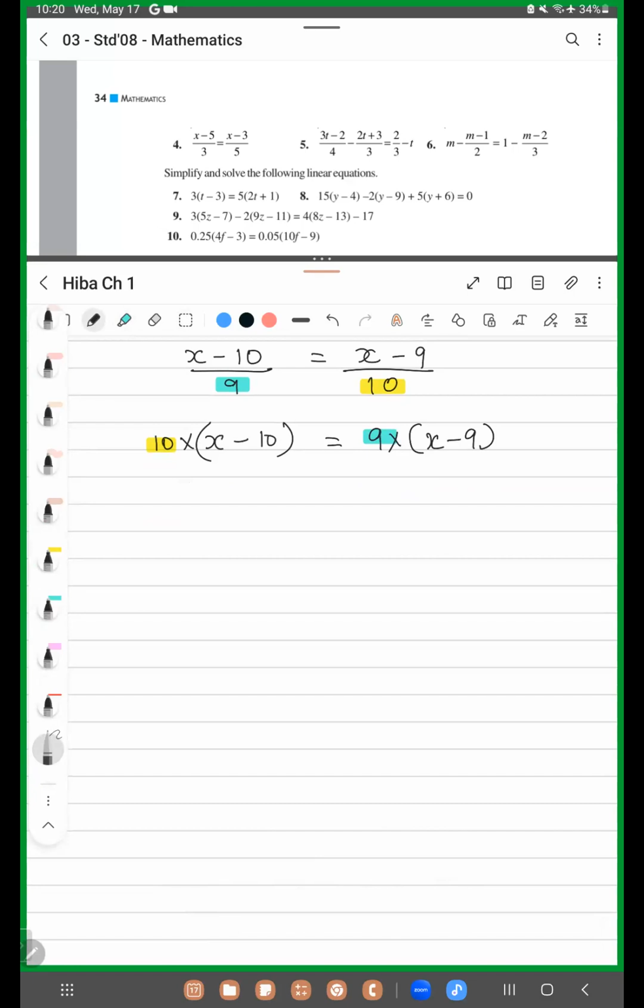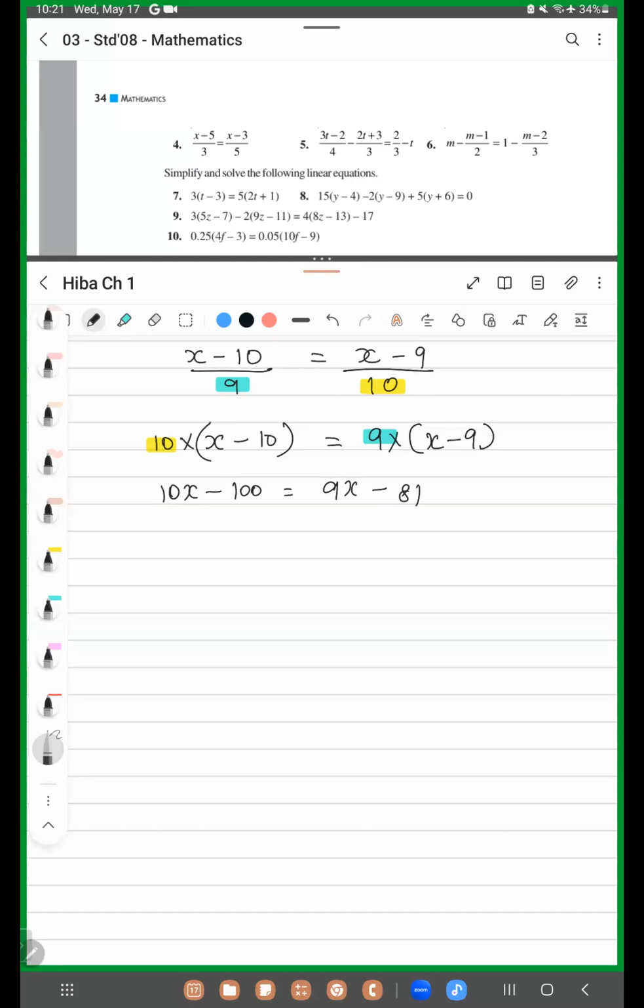ठीक है, अब आप ब्रैकेट ओपन करेंगी. 10x minus, ये तो आपको करना आता ही है ना. हाँ, 10x minus 100. ठीक है. फिर 9x minus 81. आगे बताइए.